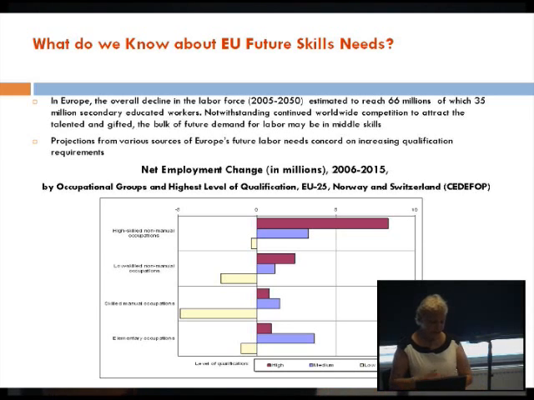We didn't do any work ourselves, but we looked at a number of studies that were made on the European labor markets and its future needs, and they all concur on increasing qualification requirements. I will not go through the graph in detail, but what I want to pinpoint is that for all levels of occupation, from the lowest skills to the highest skills, within those categories, the lowest level of qualification declines, and the requirements for the higher levels increase for all of them.